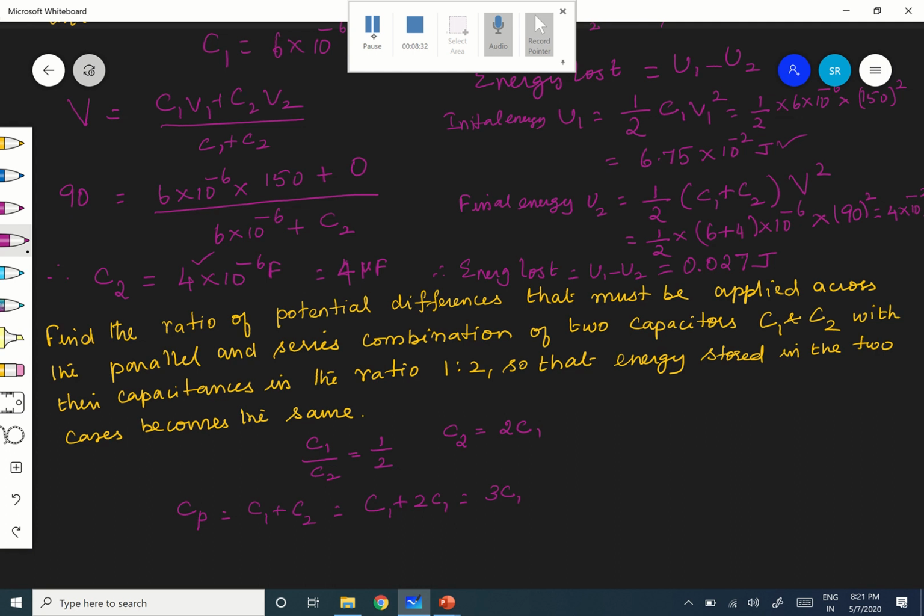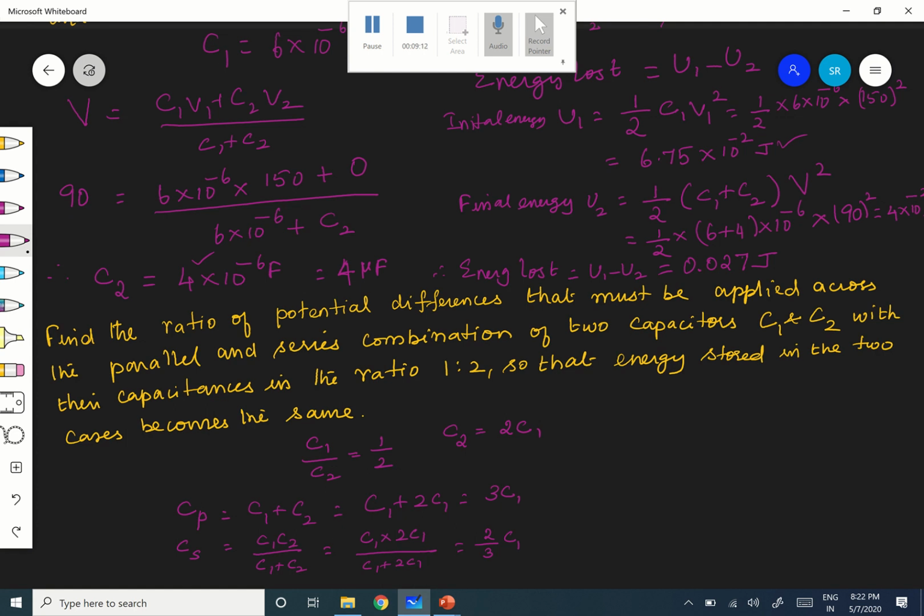After that, when connected in series, CS: 1 by CS is 1 by C1 plus 1 by C2, so CS is C1 C2 divided by C1 plus C2. If you substitute C2 as 2C1, it is C1 into 2C1 divided by C1 plus 2C1. Therefore it will be 2 by 3 C1. Hope you are following. So you have an idea about the capacitance when they are connected in series and parallel.